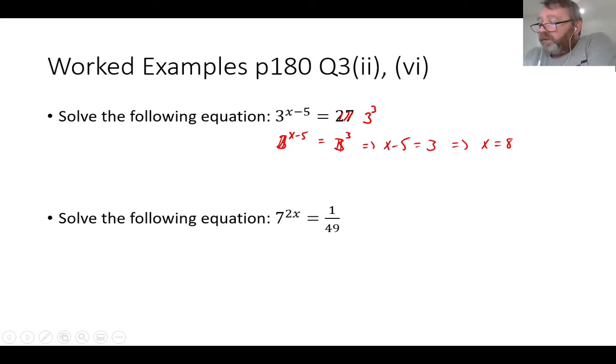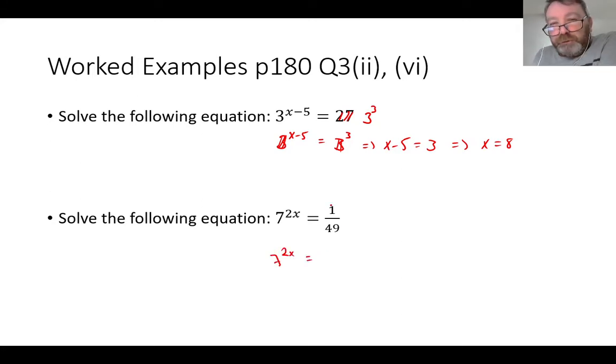Solve the following equation. 7 to the power of 2x equals 1 over 49. Again, rule 1. What's the lowest base? 7. Can every other term be written to the base 7? And the answer is yes. Now look, there's two ways to do this. Let me do the first way. 7 to the 2x on the left hand side stays as it is.